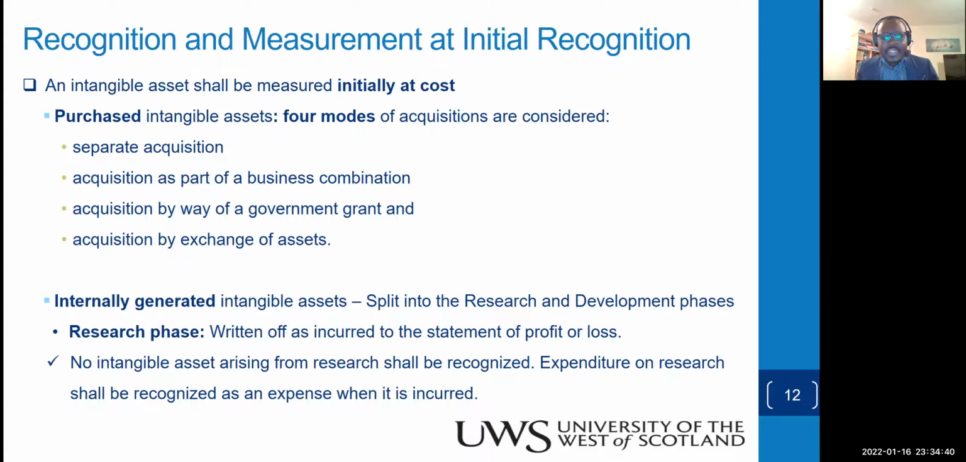Now, internally generated intangibles are usually split into two, like I said, in terms of the vaccine situation. There's a research component and a development phase. In terms of the research component, none of the cost incurred during research should be capitalized. It should be written off straight as an expense into the statement of profit or loss. So all research expenses should be written off in the first instance. We'll look at another dimension of this in the next video.